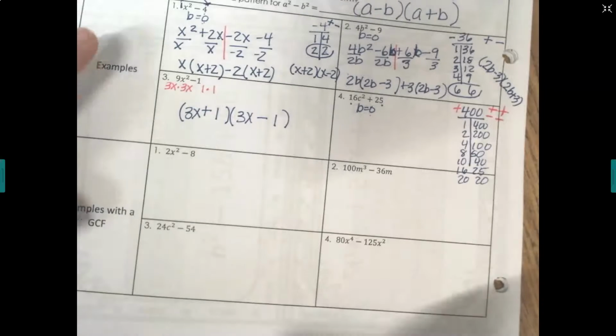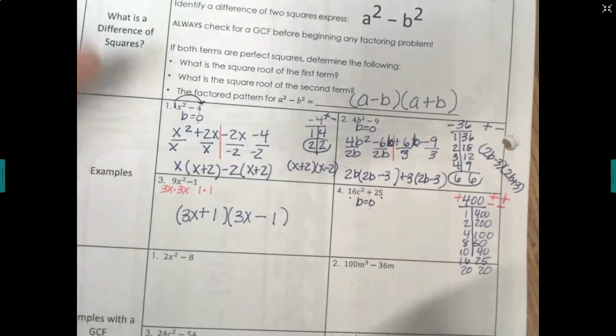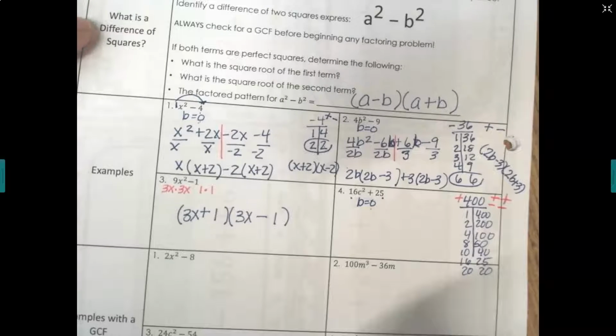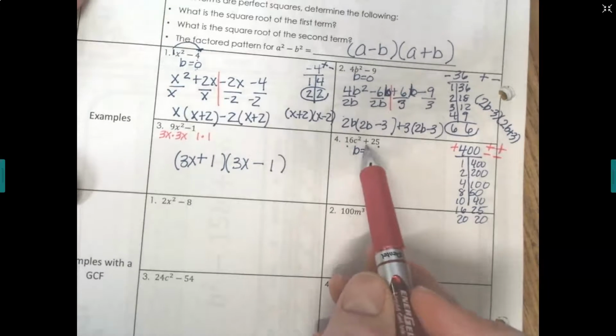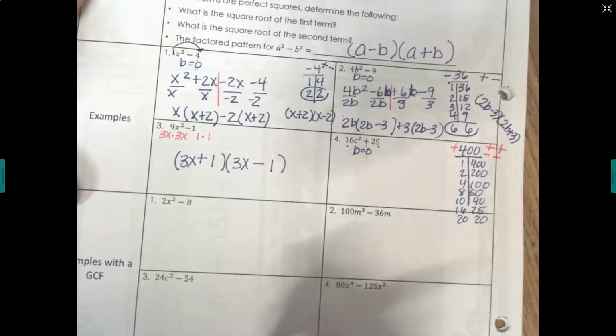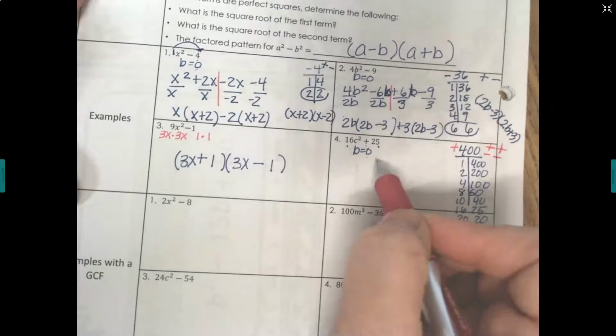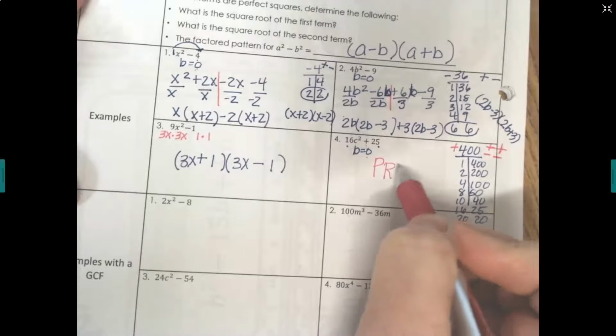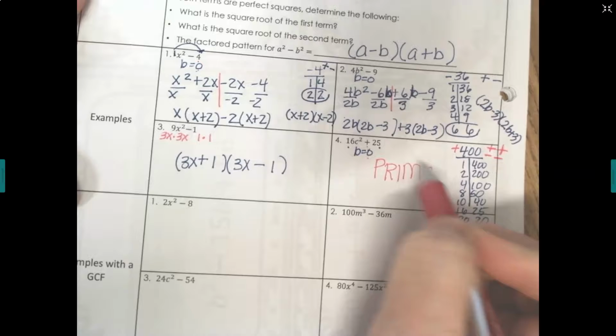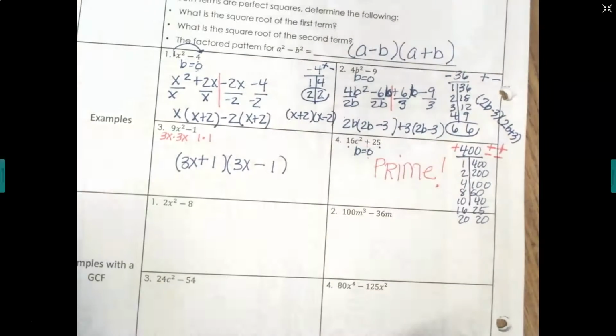So you'll notice the name of what we're doing is called the difference of squares, meaning subtraction. This is not subtracting. It's adding. You cannot find a difference of squares. This will never factor out. So if you can do nothing to it, this is what we call prime. We cannot factor that. If you can't even take out a GCF, it's called prime.